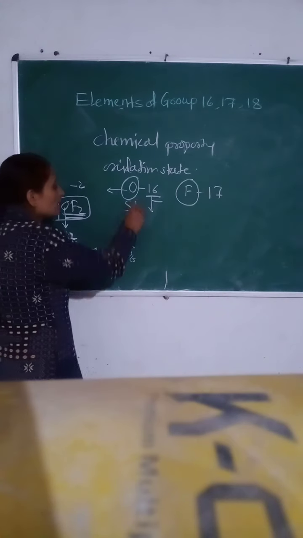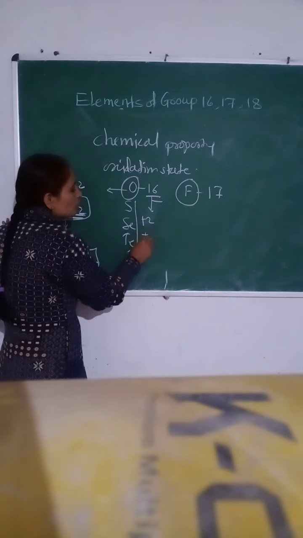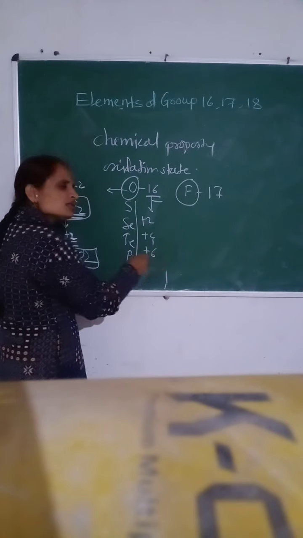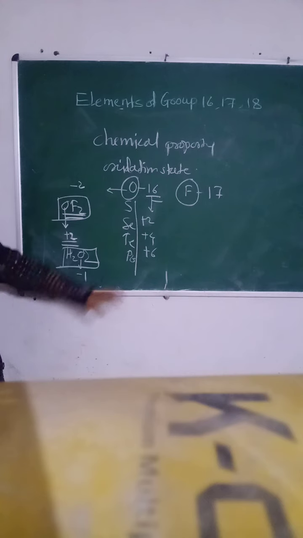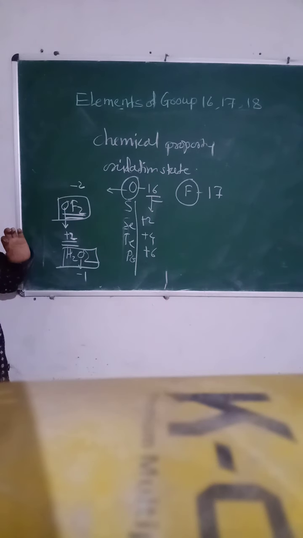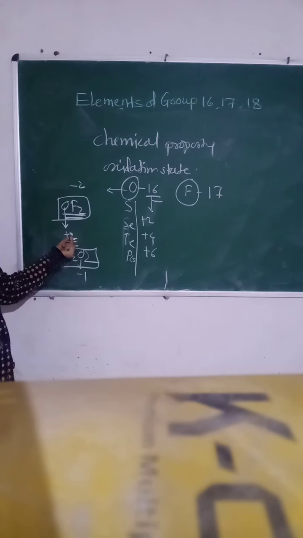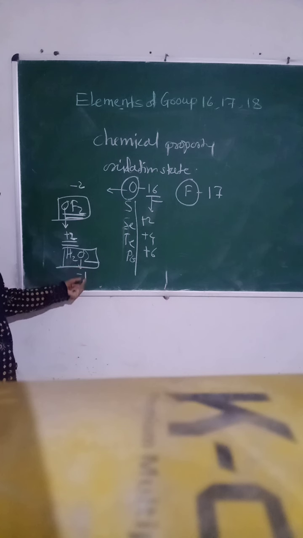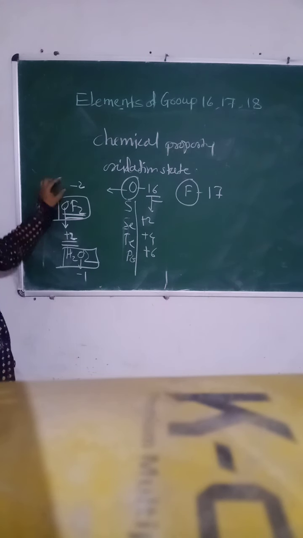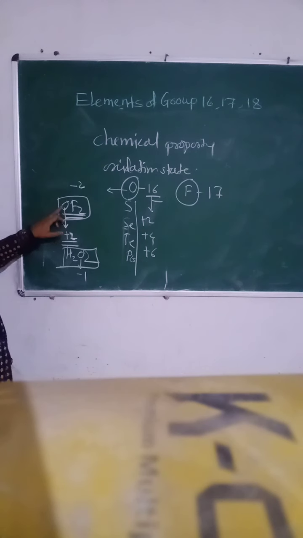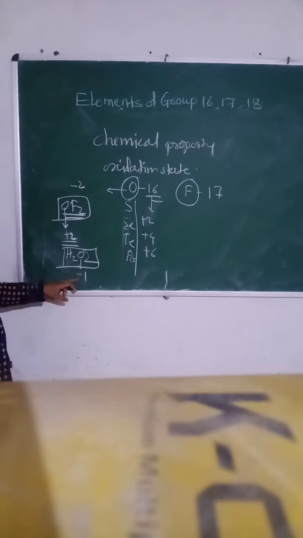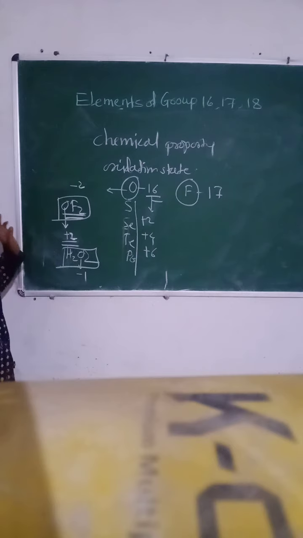But in other elements, +2, +4, +6 oxidation states will be found. This variable oxidation state is observed in elements other than oxygen. But in oxygen there are the two special cases: in OF2 it will be +2, in H2O2 peroxide it will be -1, and other times it will be -2.